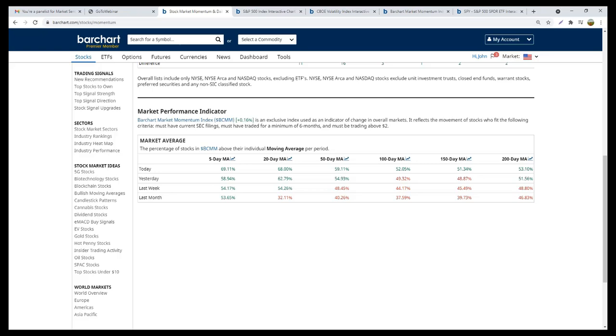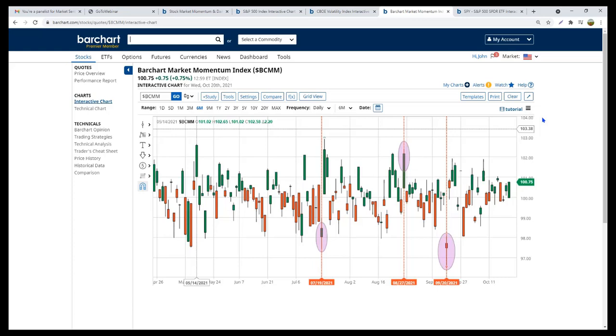So what we're looking at here is the big picture, really the ocean, right? The large ocean. And what we want to do is, well, first let me go here where it says dollar BCMM. And if I click on that, that's going to take me to this page, and I've already jumped ahead to the interactive chart page.